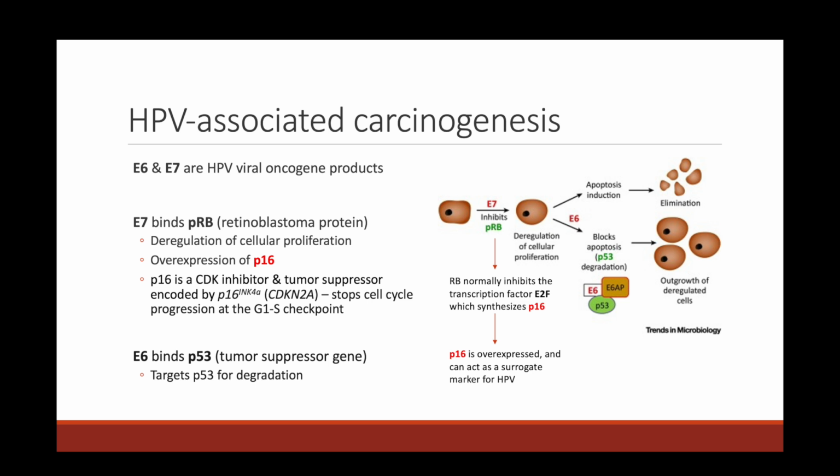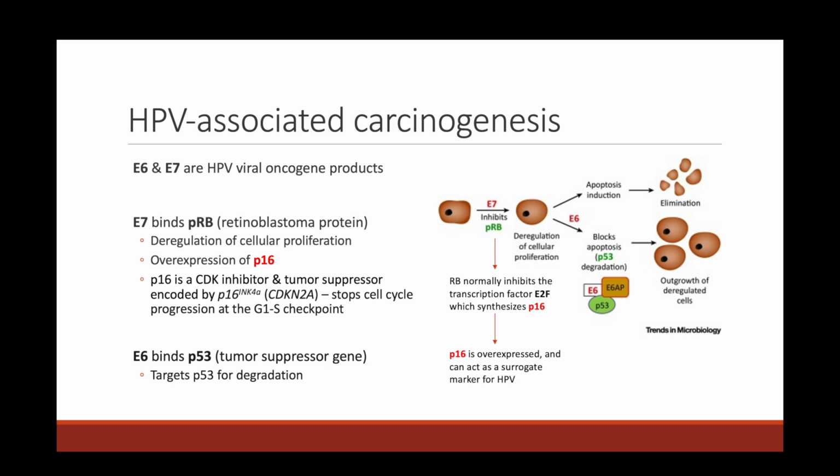The other oncogene that's important to know about is E6, which binds P53, which is another very important tumor suppressor gene, often known as the guardian of the genome. And when E6 binds P53, it targets it for degradation. And because of that, normally P53 causes regulation of the cell cycle, and it prevents cells from growing like crazy. But when p53 is degraded, that blocks apoptosis and leads to an overgrowth of kind of deregulated cells.